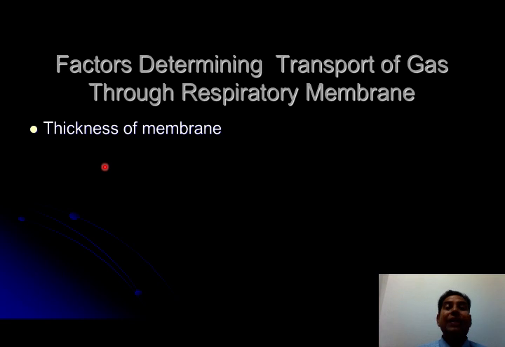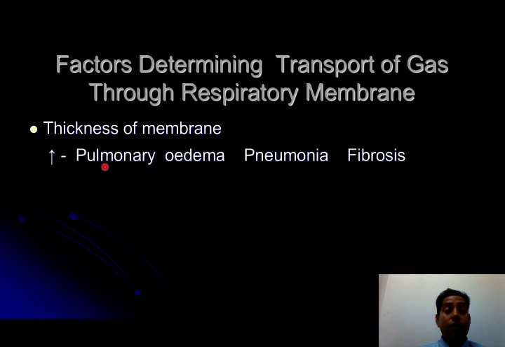So we know that it depends on the thickness of the membrane, and it is inversely proportional. So every time the thickness of the membrane increases, as occurs in case of pulmonary edema, in case of pneumonia, in case of fibrosis, we will find that the diffusion distance is increased. So the rate of diffusion will decrease.